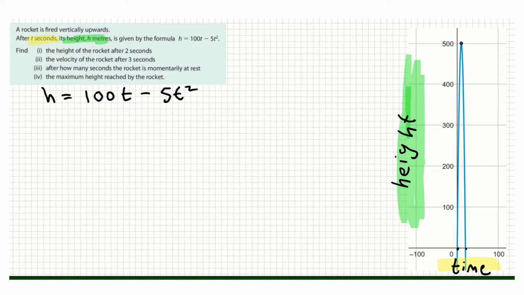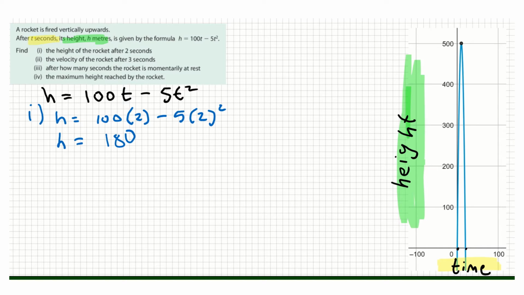Part 1 asks the height of the rocket after 2 seconds. So h equals 100 times 2 seconds for time minus 5 times 2 squared. We can put that into our calculator. If you're calculating in your head, be careful with 5 times 2 squared. Indices come before multiplication, so 2 squared is 4, 5 fours are 20. 100 times 2 is 200.